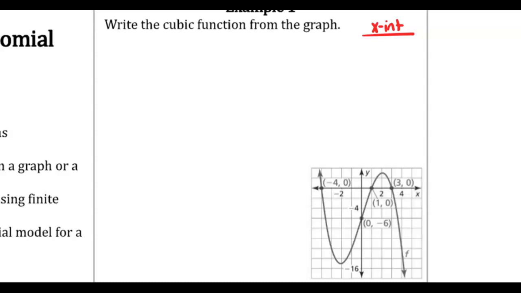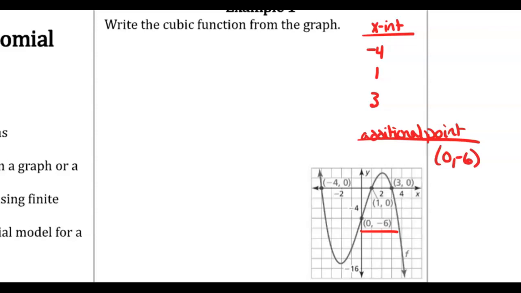So I'm going to make a list of the x-intercepts. The x-intercepts are -4, 1, and 3. There's only 3 x-intercepts. And then I also want an additional point. The additional point they gave me is right here. It was (0, -6). It happens to be a y-intercept, which is fine. The additional point can be a y-intercept or just any point that's not an x-intercept.